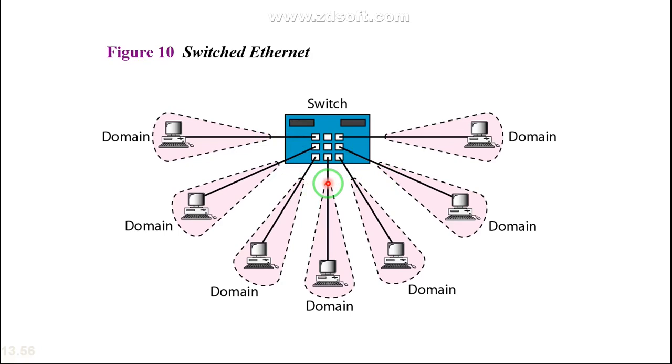So in this way, the bandwidth is shared only between the switch and this station. And also the collision domain is divided into n domains.